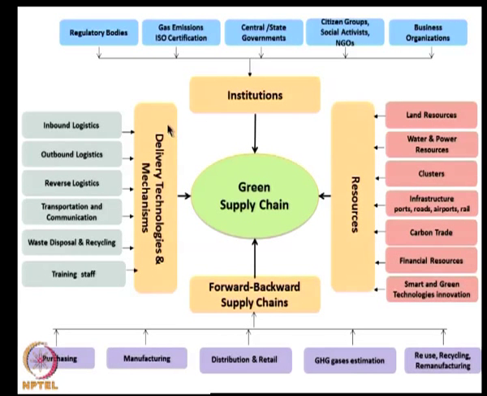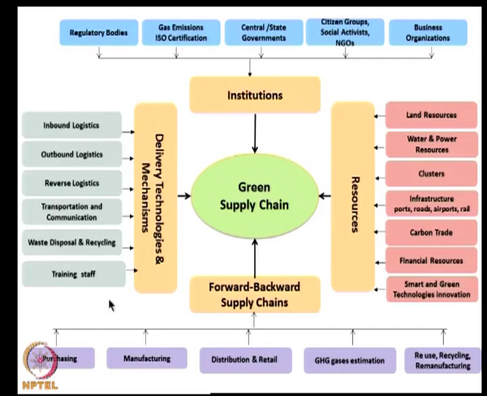And also if you look at the delivery mechanisms, you have inbound, outbound logistics. We have an additional reverse logistics. Reverse logistics basically takes from the consumer back to the supplier. Transportation and communication, both of them emit a lot of GHG gases. So for transportation, we require green transportation, waste disposal and recycling, because whatever waste, either municipal waste or industrial waste, the waste has to be recycled before it actually spoils the resources.